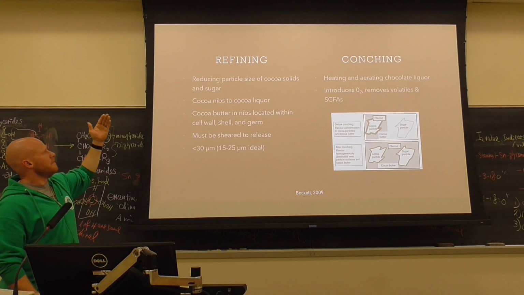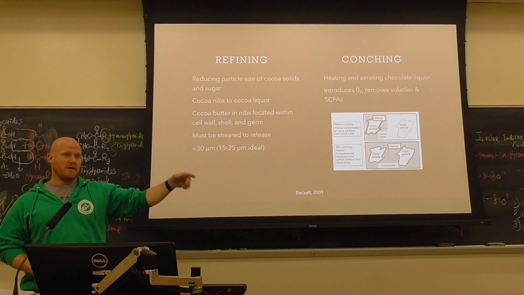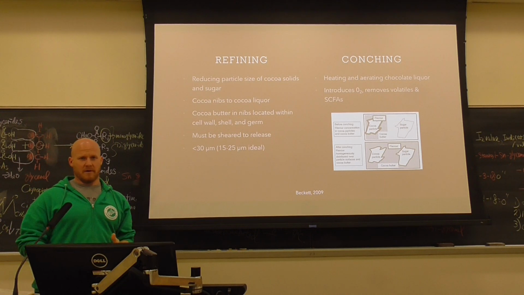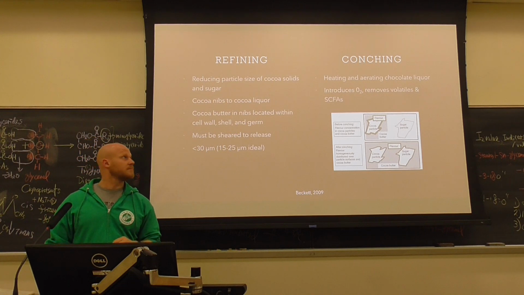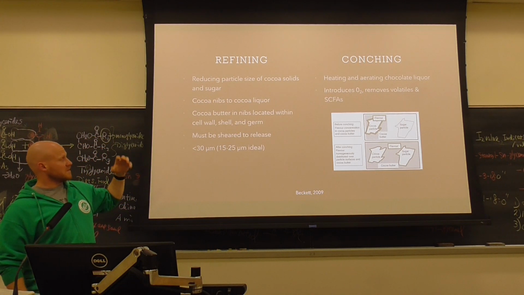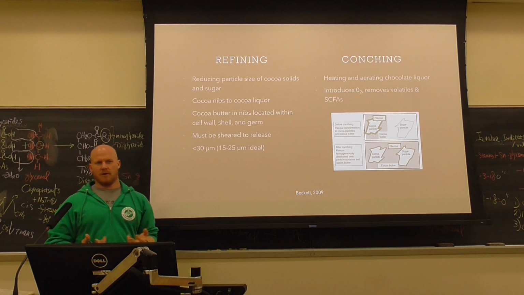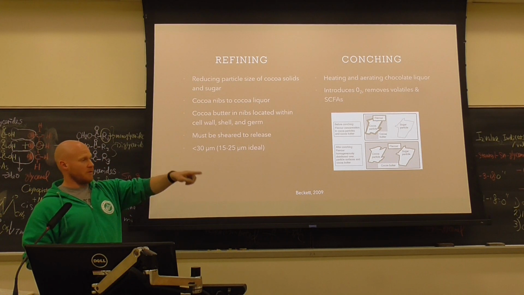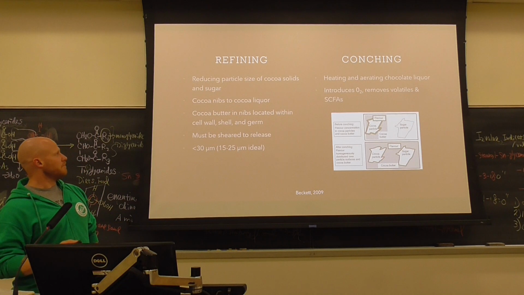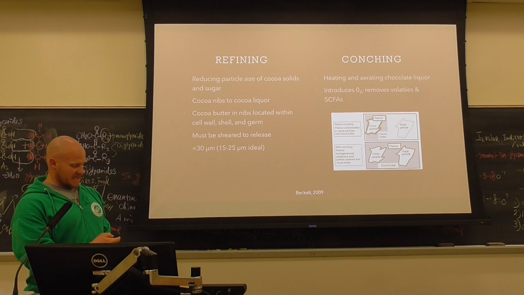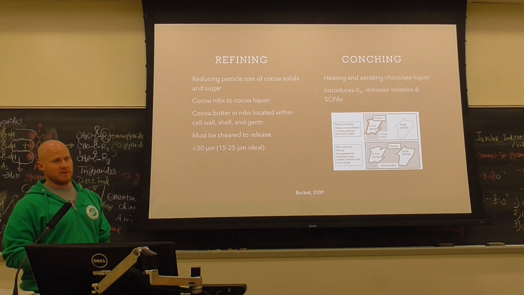So basically, refining, like I said in the beginning, a little sugar went in there, the beans, a little cocoa butter. So we had to break down those sugars, we had to break down those cocoa solids. Once they're broken down and slightly ground, they're considered cocoa nibs, and then the cocoa liquor is what's currently spitting in the refiner. The cocoa butter is in the nibs themselves. It's located in the cell wall, the shell, and the germ.